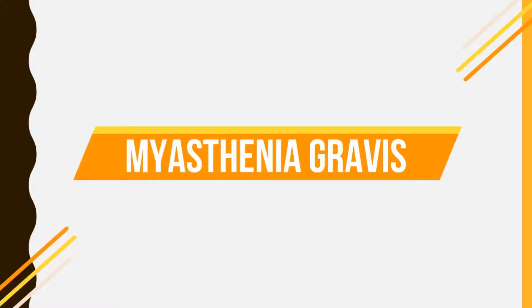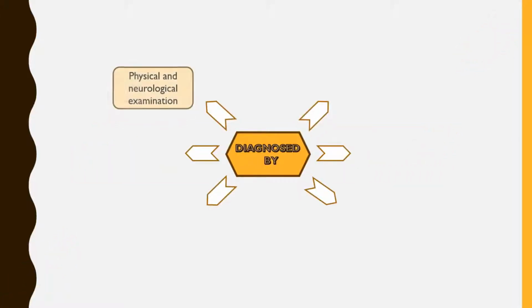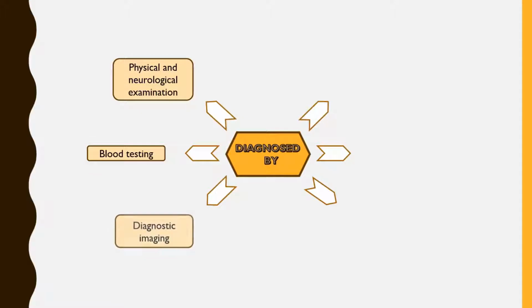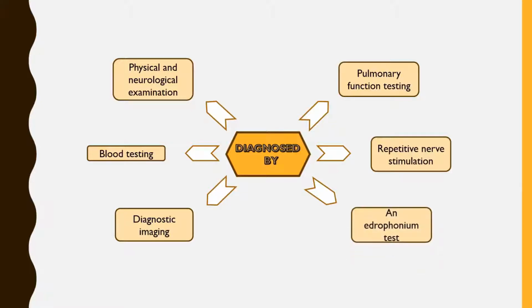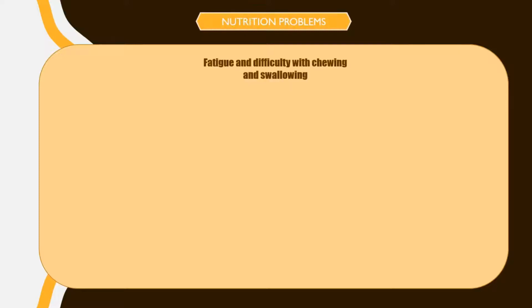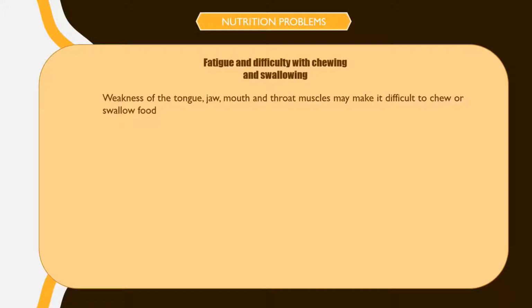Myasthenia gravis can be diagnosed by physical and neurological examination, blood testing, diagnostic imaging, pulmonary function testing, repetitive nerve stimulation, and an edrophonium test. First nutrition problem is fatigue and difficulty with chewing and swallowing. The weakness of the tongue, jaw, mouth and throat muscles may make it difficult to chew or swallow food. At times of weakness, they may get easily fatigued during meals. This could result in malnutrition and unexpected weight loss.